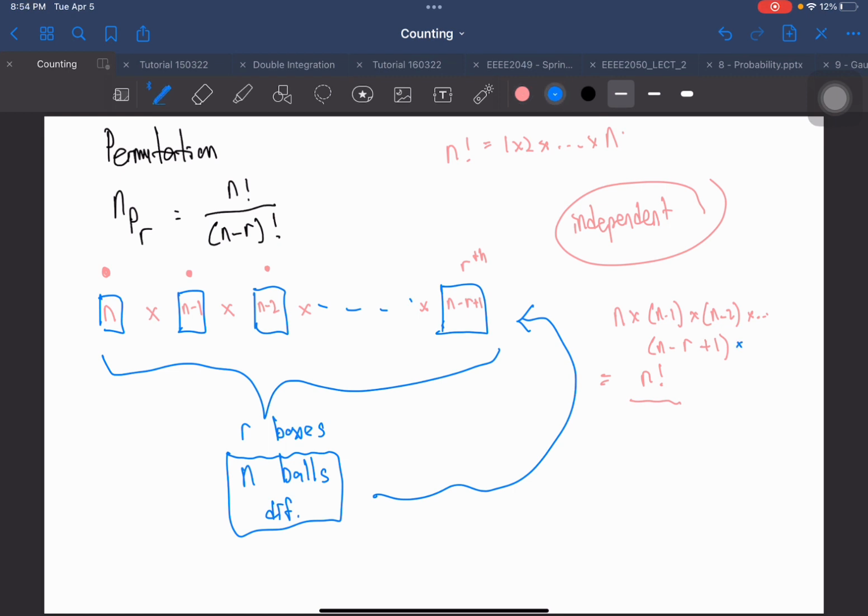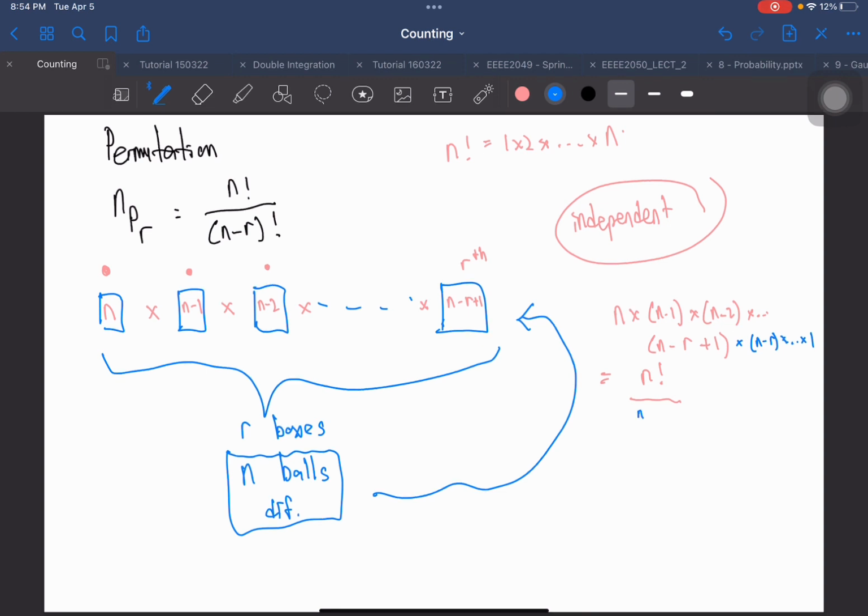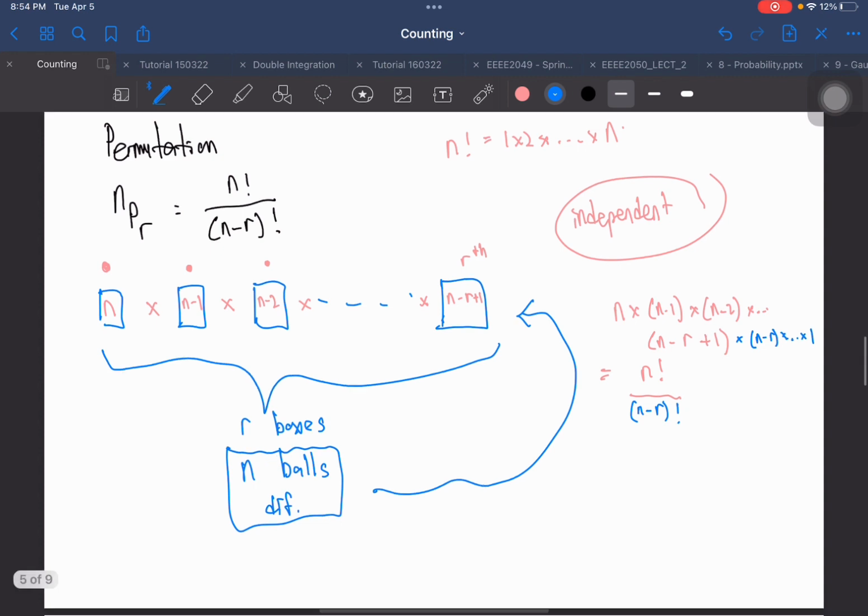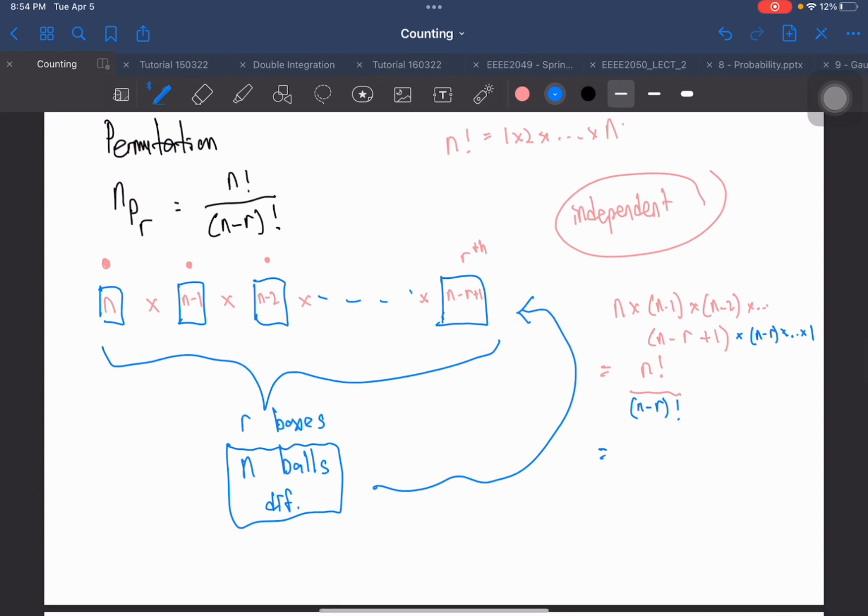Okay, maybe I write this in blue pen and you can see. This is N minus R down to 1, right? So what can we say that 1 times 2 times 3 times until N minus R is? It is obviously N minus R factorial. So here comes the formula of permutation, which is NPR.